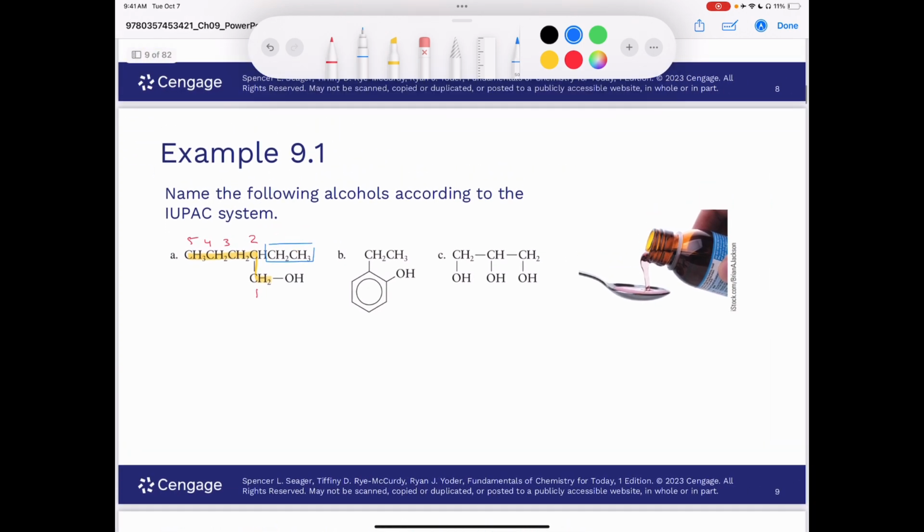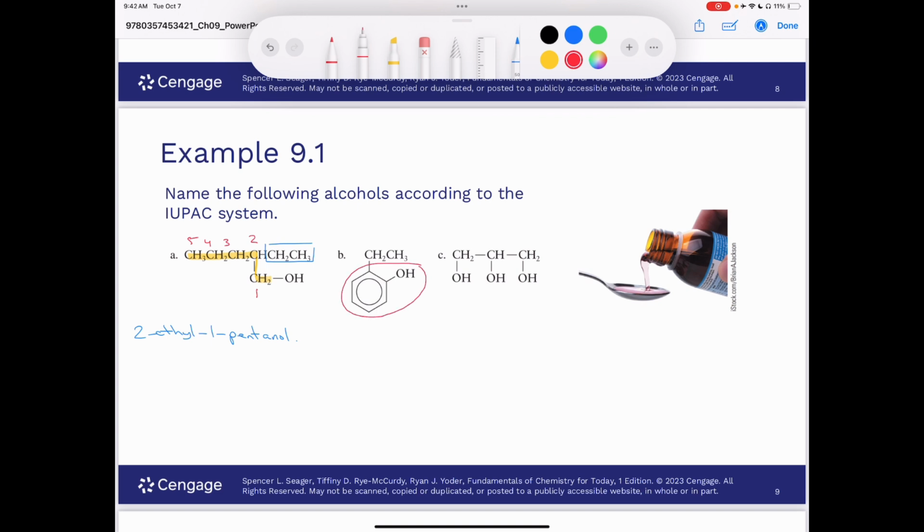Just fix my slides here. So this would be 2-ethyl 1-pentanol. Okay, so 2-ethyl 1-pentanol for the first one. For the second one, you can see that it has a phenol in it.